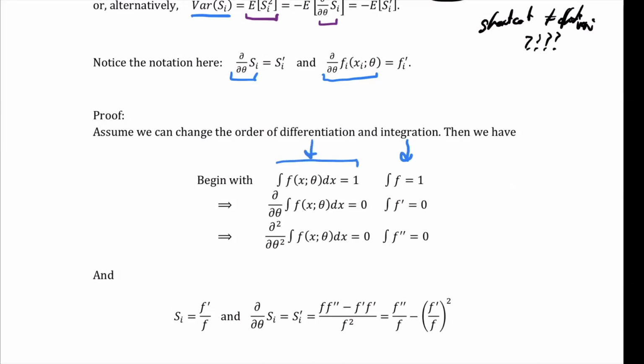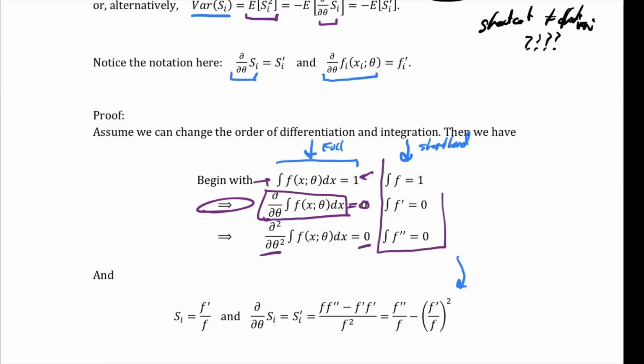And over here, I'm writing this in shorthand. So these are the same results. This is the full notation, and this is the shorthand. And the proof here is going to be in terms of shorthand because it's just easier to write. So if I take the derivative of both sides, just like I did before, I get that the derivative of this thing is equal to 0. And then, of course, I can take the derivative again, and the derivative of 0 is still 0. So I get these sets of equations, which are going to be super helpful.